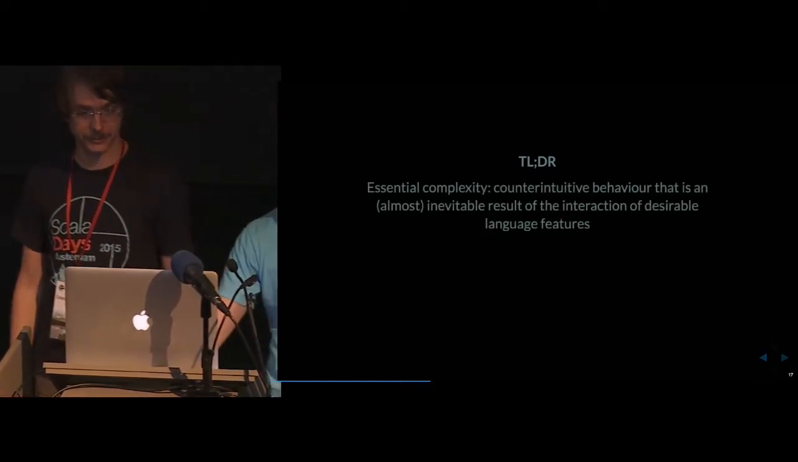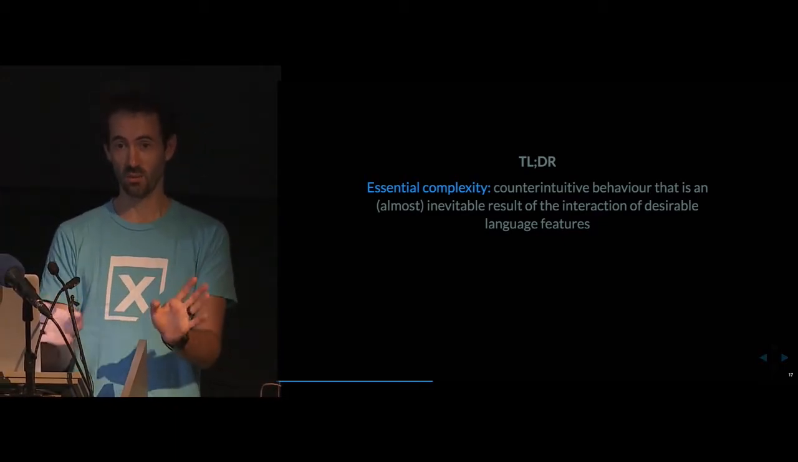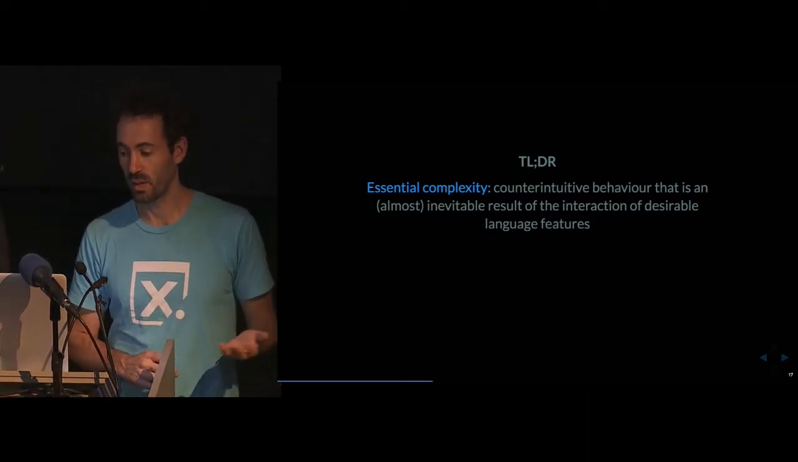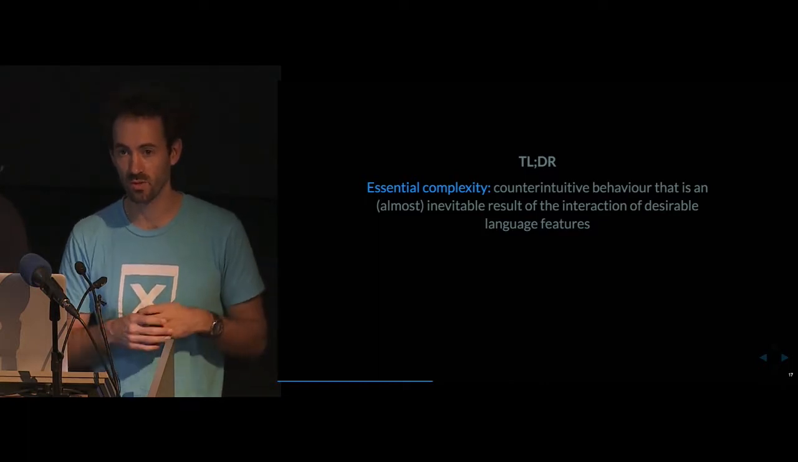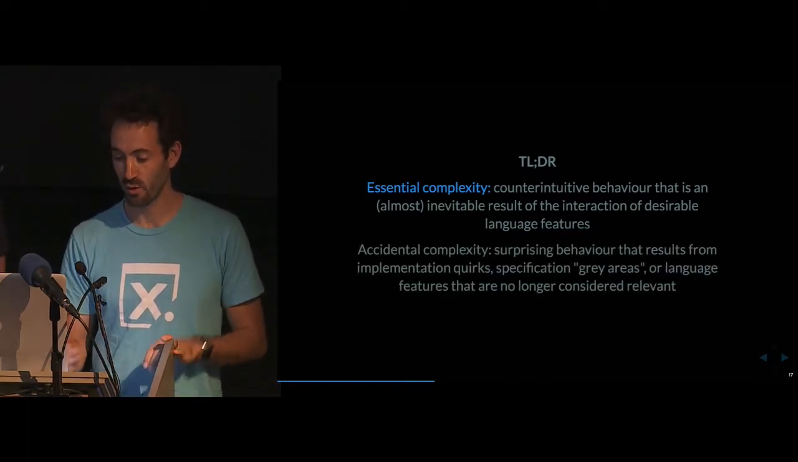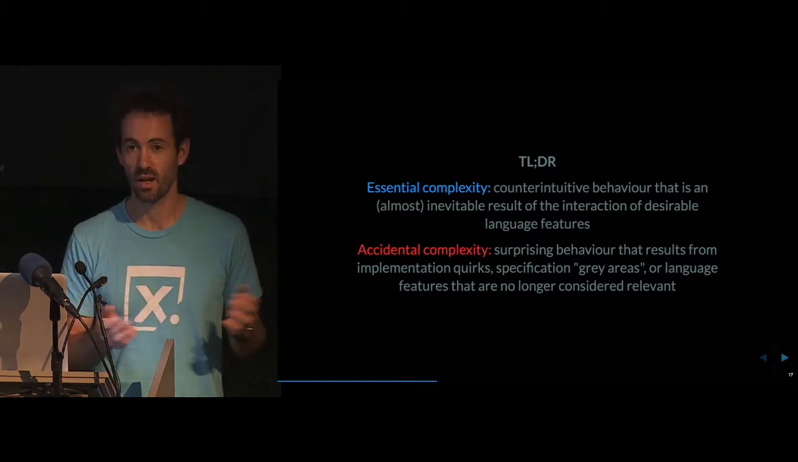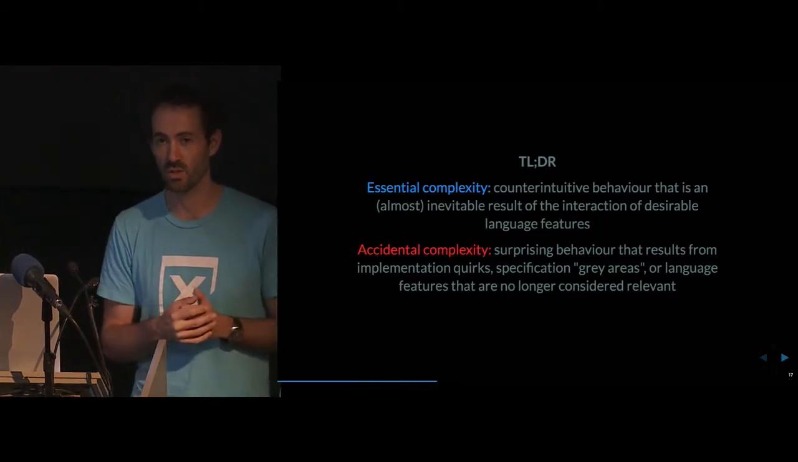So the long and the short of that is what we're basically going to try and look at now, and don't worry, we're done with text on slides, soon it'll be code on slides. It's essential complexity, which is counterintuitive behavior that is a perhaps almost inevitable result of stuff that you want to have, versus accidental complexity, which is kind of noise, right? Things that are the unforeseen interaction of parts.